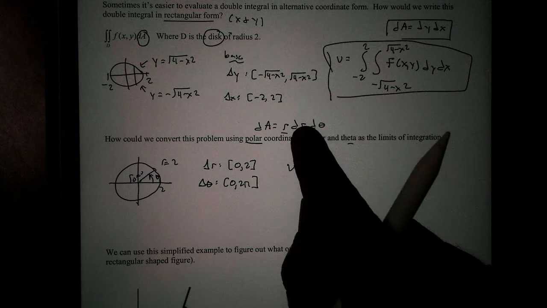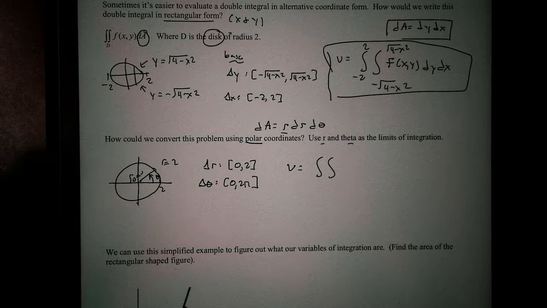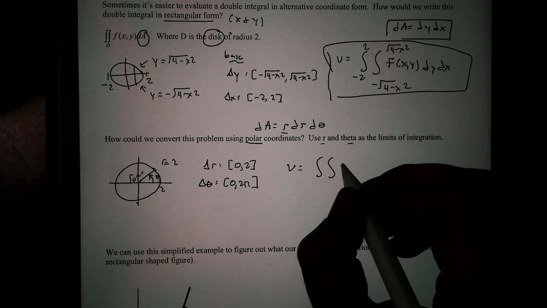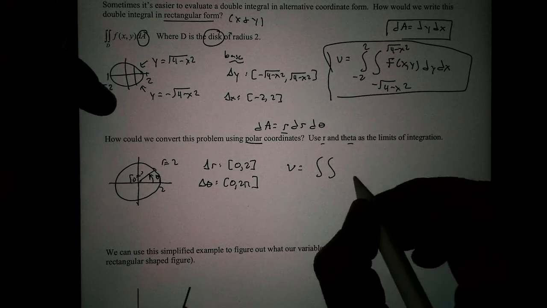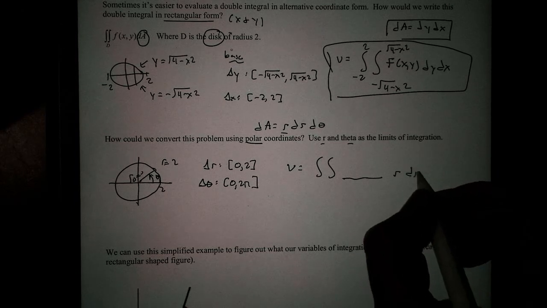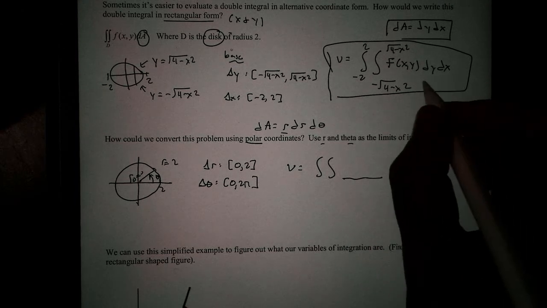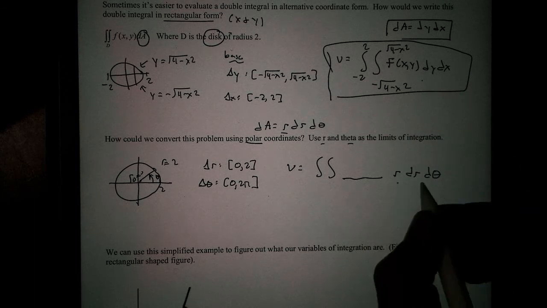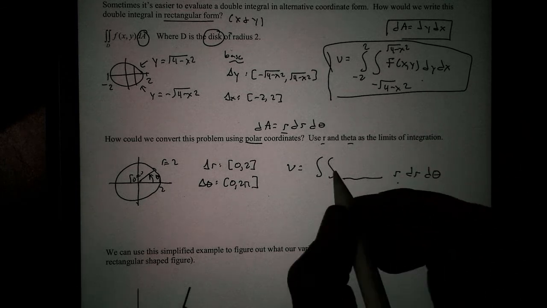So if you need to, take a look at those videos, or we're going to talk about it in just a few moments again. So now, I'm going to get this function right here. We'll talk about that in a second: r dr d theta. So this dy dx becomes r dr d theta. So what about the function?